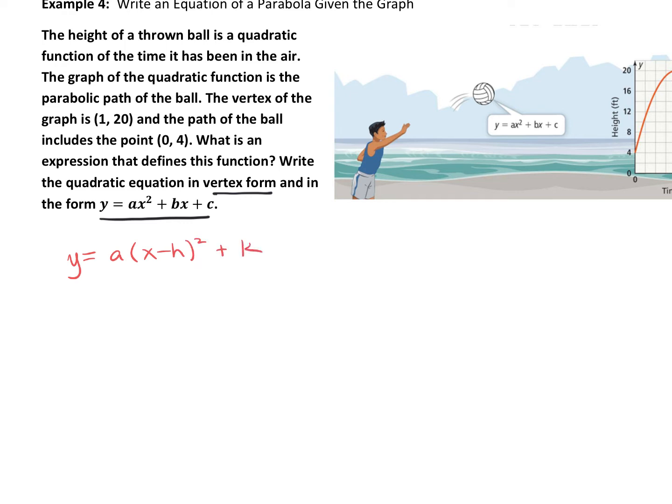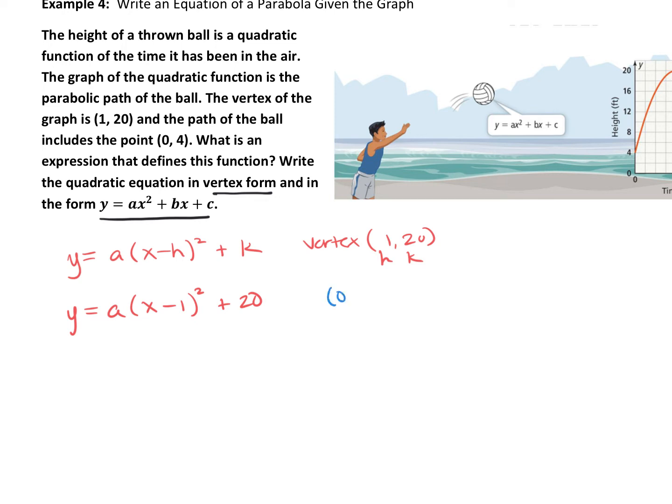They gave us the vertex. The vertex is (1, 20). So there's your h and your k value. So I'm going to go ahead and plug those in. y equals a times (x minus 1) squared, since it's a positive 1 it's going to be a negative 1 in parentheses, and then plus 20. So this would be our equation in vertex form, except we just don't know the a value. That's where that extra point that they gave us is going to help us out.